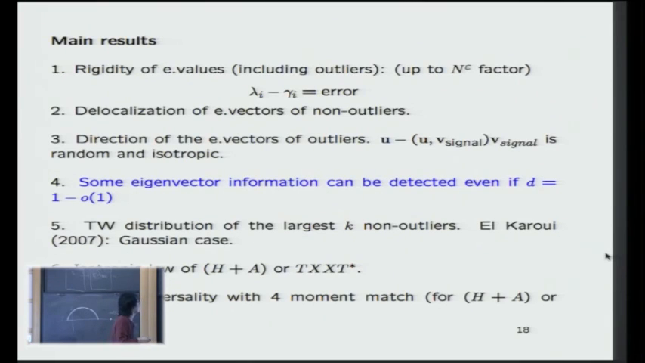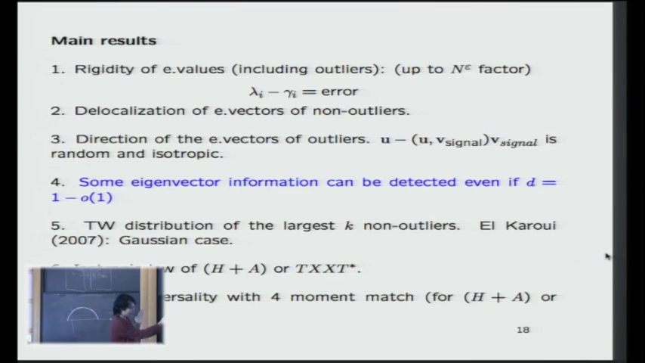Meanwhile, let me briefly speak of what we get. We get the rigidity of the eigenvalues, which means that the ith eigenvalue is very close to its classical location. You have seen the error in the very beginning; it could not be smaller than n to the epsilon. Delocalization of the eigenvectors of non-outliers. This kind of answers your question. For the eigenvectors of all the eigenvalues here, the delocalization holds. But for things here, you have seen the result.